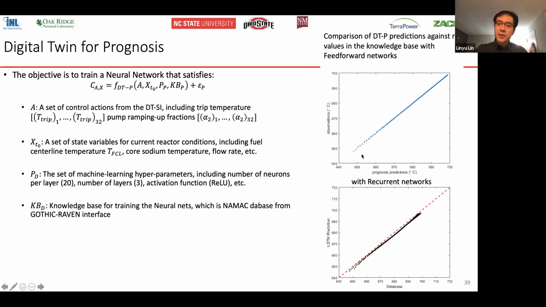And here it just shows how our prognosis model behaves. In the first picture, both the prediction and the real value fall onto a 45-degree line, which means very good predictability for our prognosis model. This is for the feed-forward network, and this is for the recurrent networks.